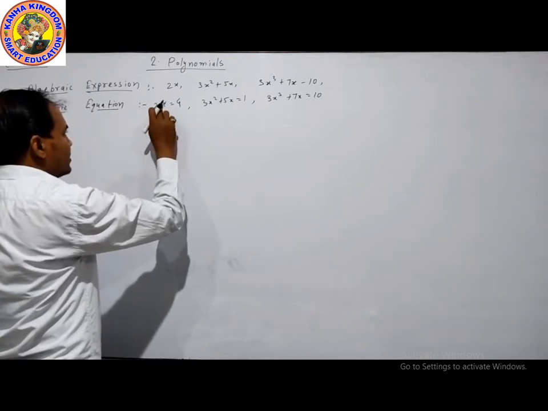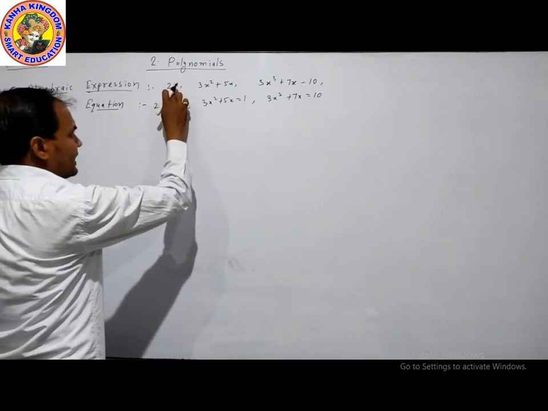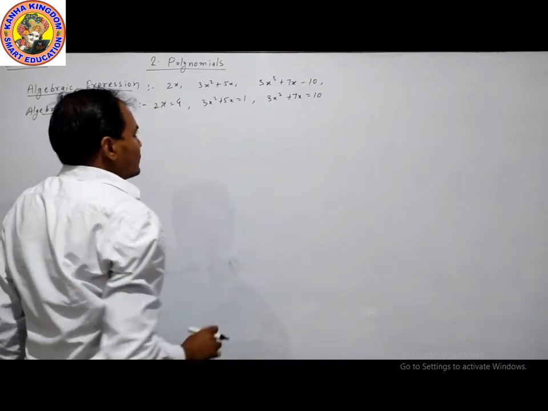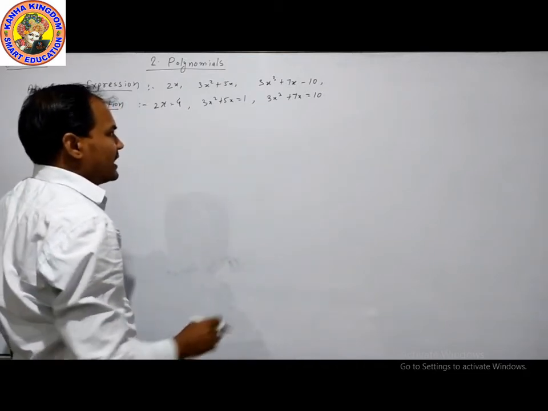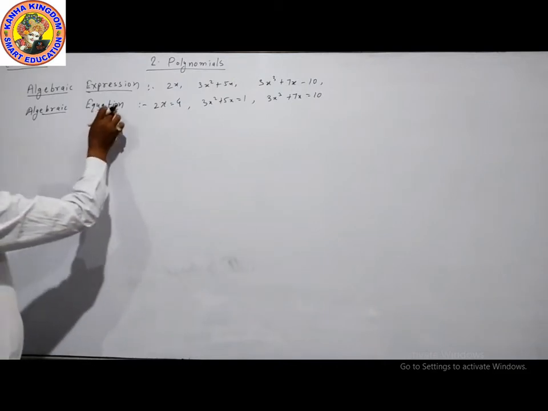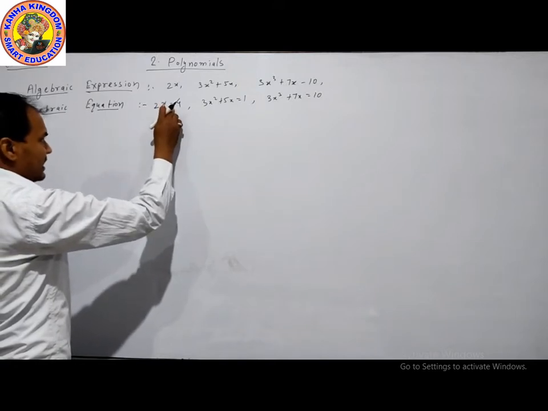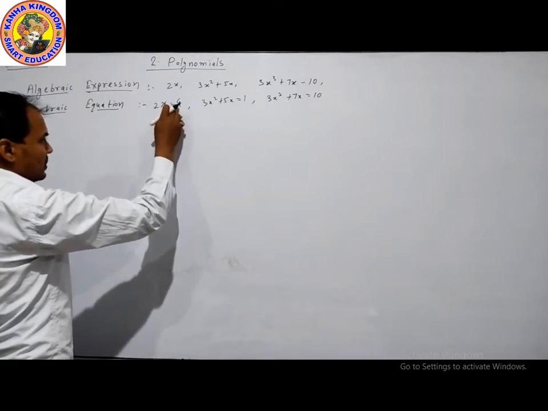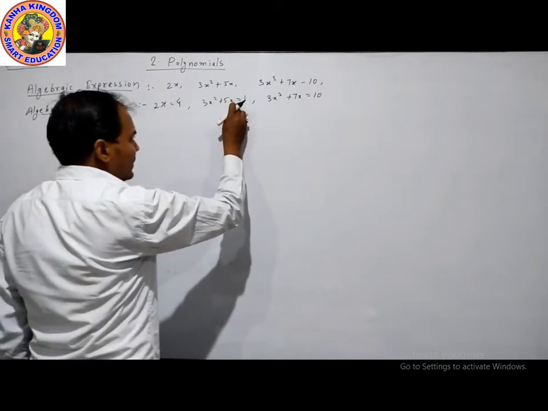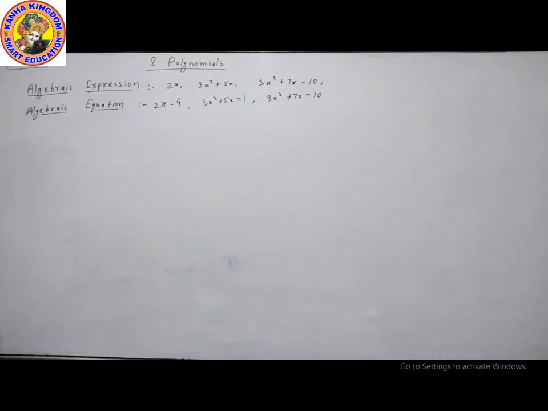If no condition is given, then this is called only an expression. 2x, x is our variable. 3x square plus 5x, x is our variable. 3x cube plus 7x minus 10, this is our algebraic expression. And what is the equation? If the given condition uses the equal sign, 2x is equal to 4, then x is equal to 2. This is our equation. If we use the equal sign, then this is called our algebraic equation.